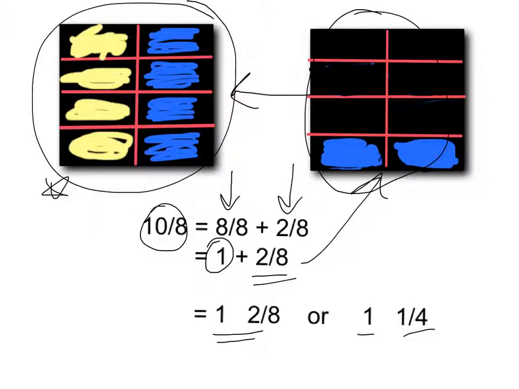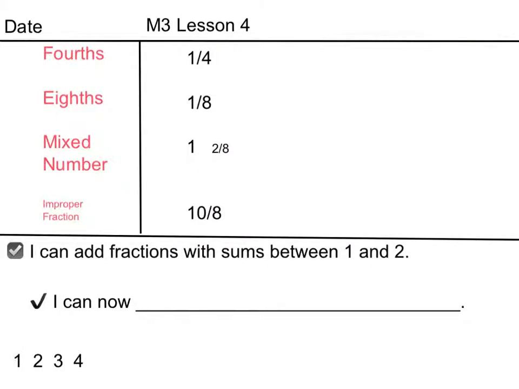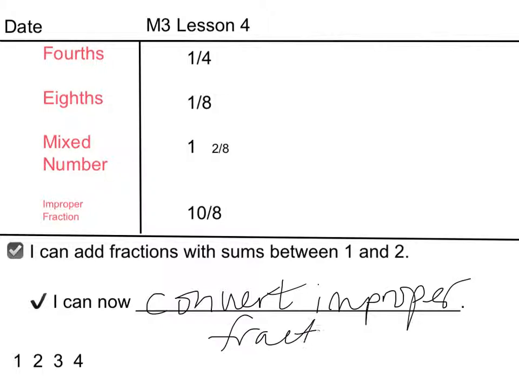After practicing today's lesson and doing your problem sets, I want you to go back to your target and write down what you can do. I can add fractions with sums between 1 and 2. Go ahead and write what you can do. I can now convert, what can you convert? I can convert improper fractions to mixed numbers, and give yourself a score of a 1, 2, 3, or 4 based on where you think you're at. Great job.